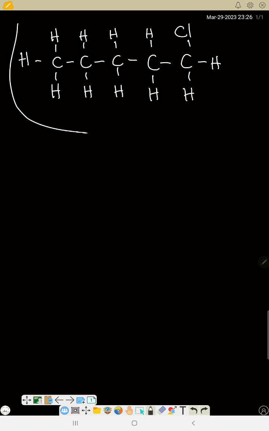So what should be the name of this structure now? First, number forward and backward: 1, 2, 3, 4, 5. Also 1, 2, 3, 4, 5. So now the longest continuous carbon chain here is 5, and for 5 we have pent. So pent is 5, but because everything is a single bond, that is pentane.